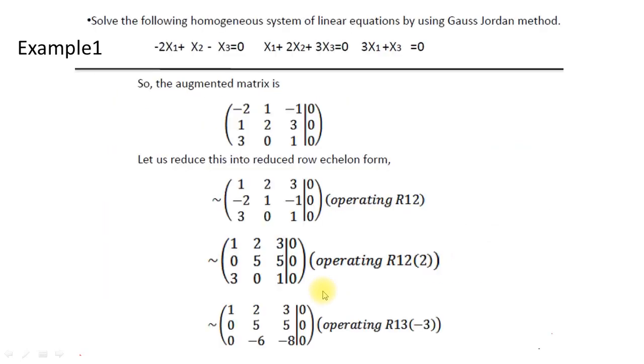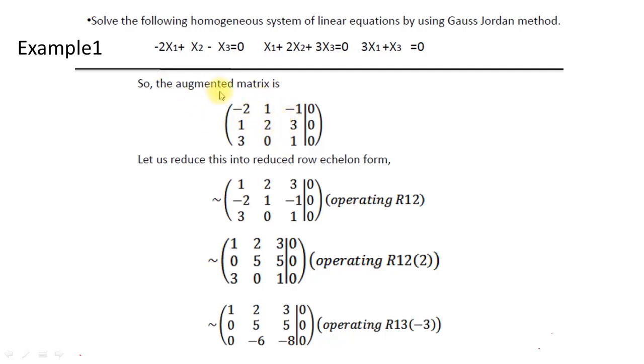Now dear students, suppose we have an example of a homogeneous system: minus 2x1 plus x2 minus x3 is equal to 0, x1 plus 2x2 plus 3x3 is equal to 0, and the third equation is 3x1 plus x3 is equal to 0. We solve this homogeneous system of equations by using the Gauss-Jordan method, which means converting the augmented matrix into reduced row echelon form.